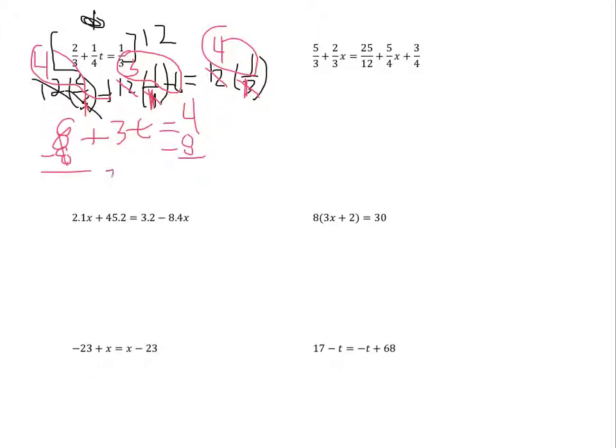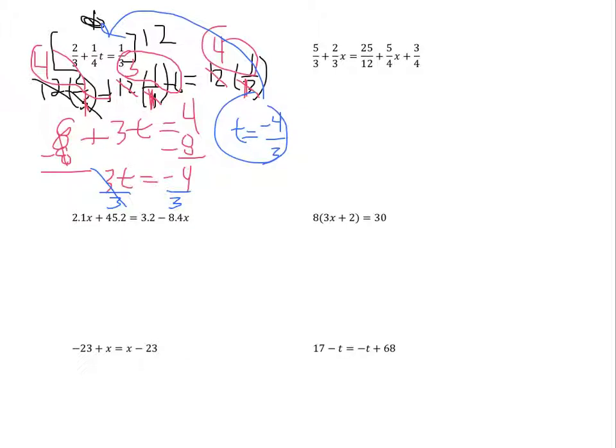Those cancel, so we get 3t equals 4 minus 8, which is negative 4. And then finally dividing by 3 here, we get cancellation, and we get our answer, t equals negative 4/3. We can always, of course, plug that back into the original equation to make sure that it is in fact the answer that we want. I'm not going to do it right here, but we can always do that.